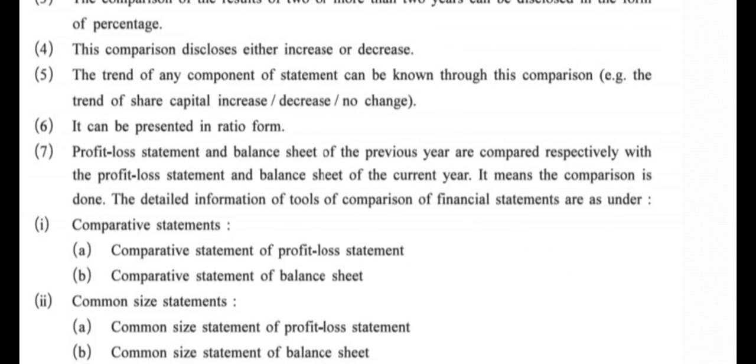What else? Profit and loss statement and balance sheet of the previous year are compared respectively with the profit and loss statement and balance sheet of current year. It means comparison is done. The detailed information of tools of comparison of financial statement are as under. Comparative statement of profit and loss statement, and comparative statement of balance sheet. And common size statement of profit and loss statement, and common size statement of balance sheet.